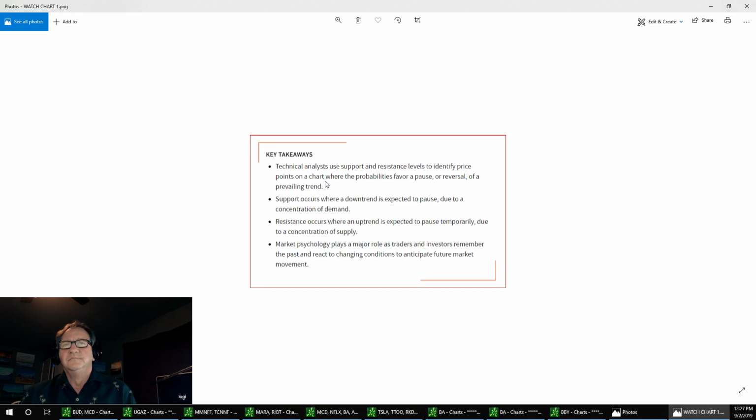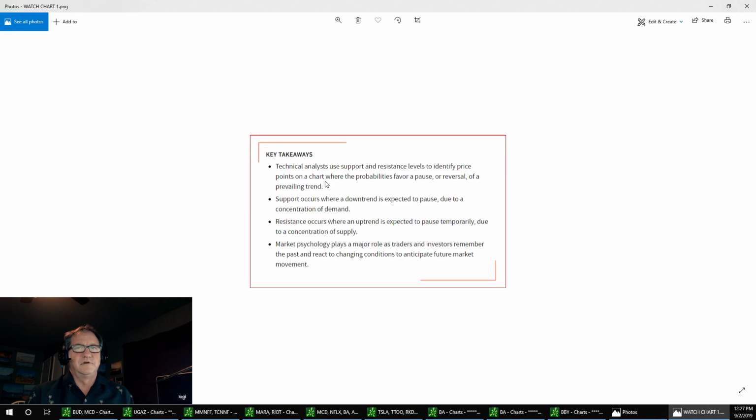Use supports and resistance levels to identify price points on their charts so they could probably favor or pause a reversal or prevail a trend. And also, your supports occur when the downtrend is expected to pause due to a concentration of demand. You know, when they're demanding to start getting back in the trade. Resistance occurs when the uptrend is expected to pause temporarily.